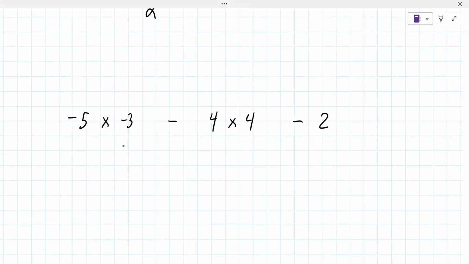minus 2. All right. So again, you do multiplication and division before addition and subtraction.